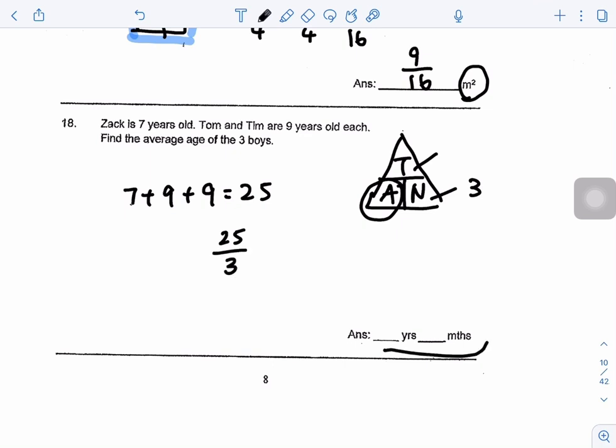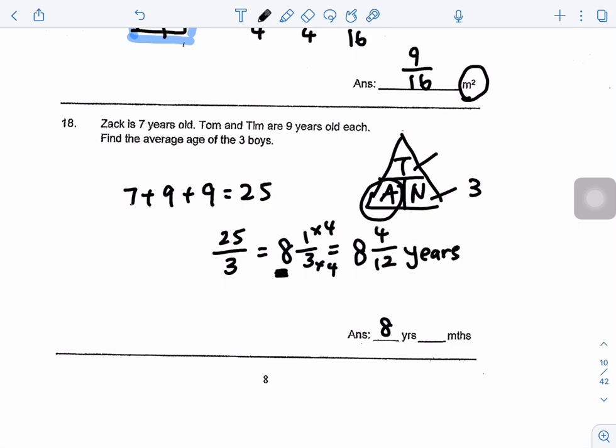Now notice here they want years and months. So what are we gonna do? The answer here, 25 divided by 3, is 8 and 1 over 3. Right? So what does this mean? 8 is 8 years. So I'm gonna put here 8 years. How about 1 over 3? This is still 1 over 3 years. Okay, 1/3 of a year. What you can do is you can times 4. So this will be 8 and 4 over 12 years. What is 4 over 12 years? 1 year has 12 months, right? Which means that we've got 4 months here. That's how you do it.